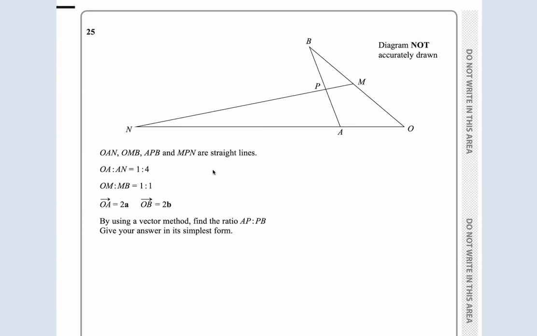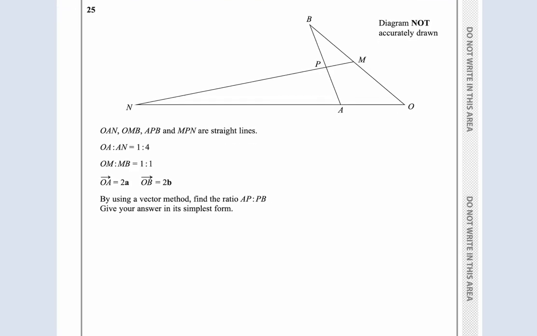Question 25. Okay, full disclosure, this is a very, very difficult question. So we have this, and it says OA to AN is 1 to 4, OM to MB is 1 to 1.